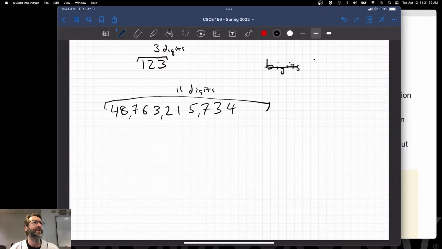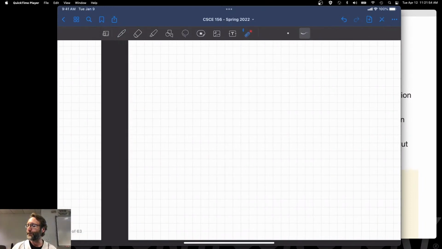How are numbers represented in a computer? Hopefully we know. Binary digits would be bits, right, instead of digits. Okay? So my question is, how do we know how many bits are required to represent a number? So let's go ahead and couch it in terms of digits instead, because that's easier to understand.